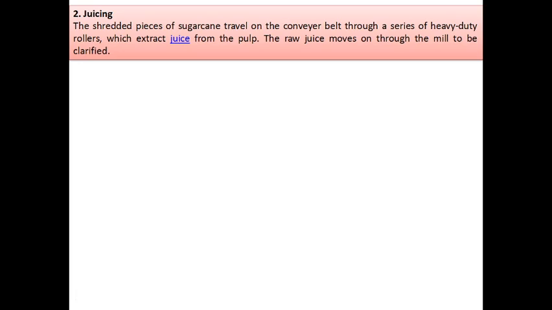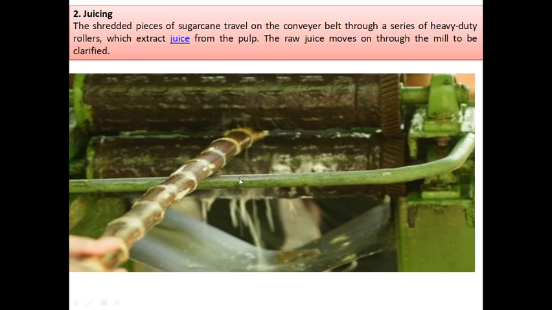Now the shredded pieces of the sugarcane travel on the conveyor belt through a series of heavy duty rollers which extract the juice from the pulp. The raw juice moves on through the mill to be clarified. Now the next step is the clarification of the juice. The juice we get in this step is raw. Now it has to be clarified. So here you see the image. The shredded pieces are passed onto this conveyor belt, and what we get from this is the sugarcane juice, but the juice we get in this process is the raw juice.